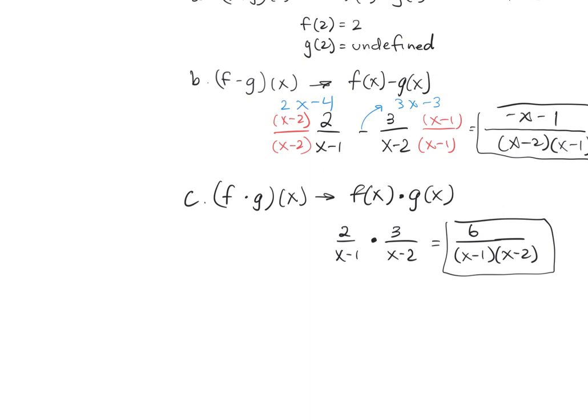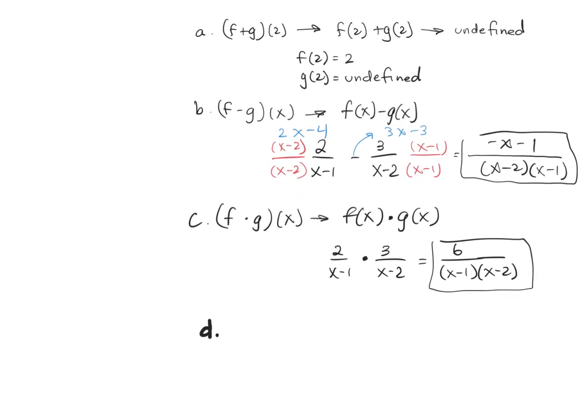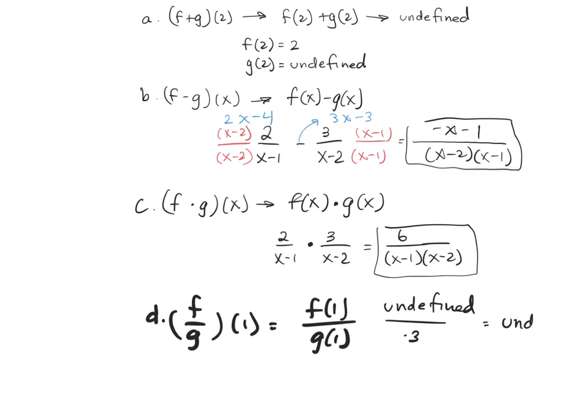For part D, we have f divided by g of 1, so that's just f of 1 divided by g of 1. So f of 1, if we plug a 1 in here, we're going to have 1 subtract 1, which is 0, so this one's undefined in the denominator. Well, it doesn't really matter, but if we plug a 1 in here, 1 subtract 2 is negative 1. 3 divided by negative 1 is negative 3. So the point here is this whole thing is undefined.